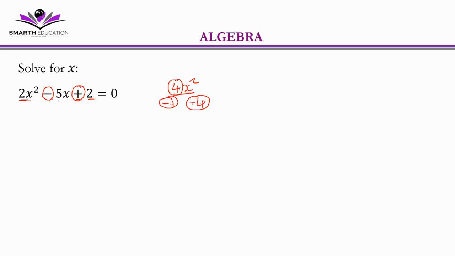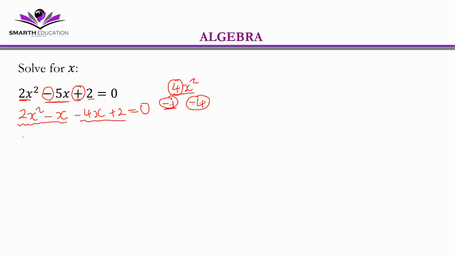Right, so we replace negative 5x with negative x and negative 4x. It becomes 2x squared minus x minus 4x. Minus x because of negative 1x there. This arrangement does not change anything. You can even have negative 4x minus x, still okay. And then plus 2 is equal to 0. So we've replaced negative 5x with negative x minus 4x. Right, now we can factorize by grouping in pairs.